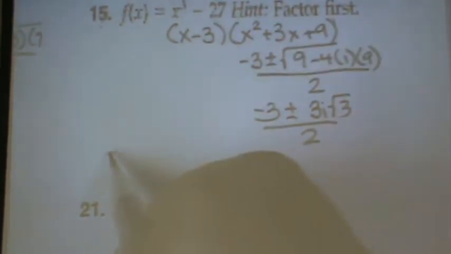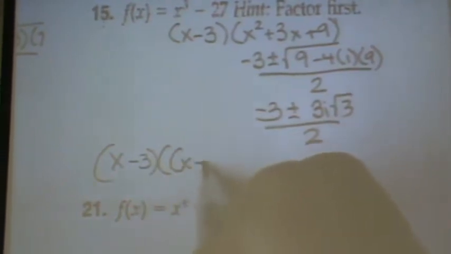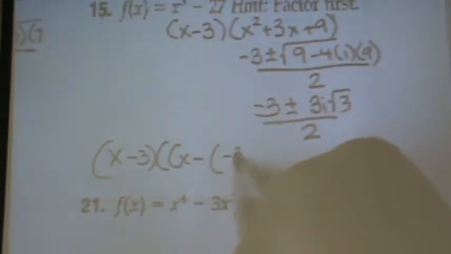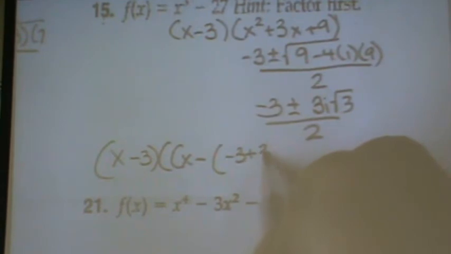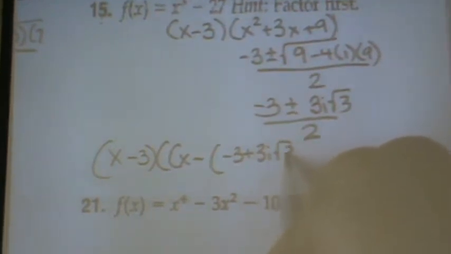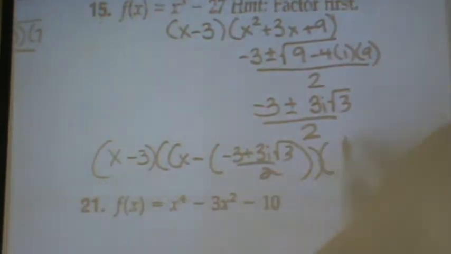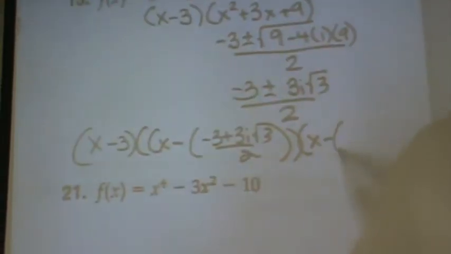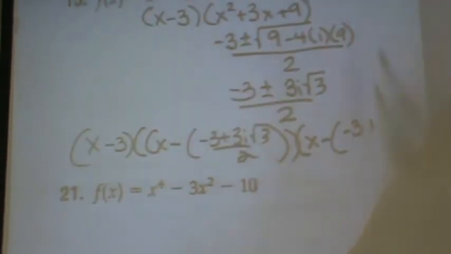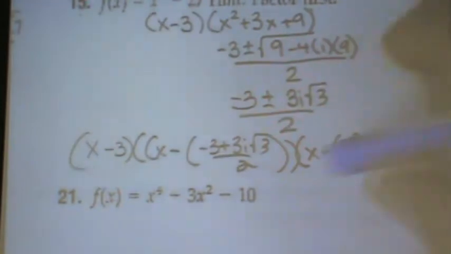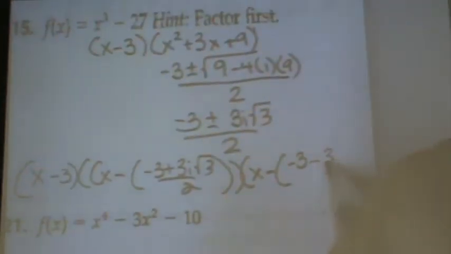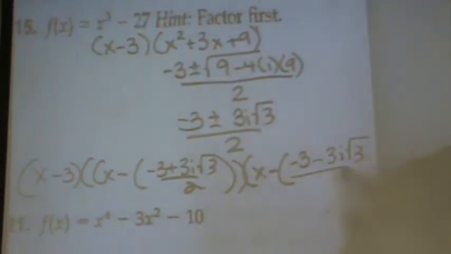So your answer will be x minus 3, and then x minus negative 3 plus 3i root 3 over 2, and x minus negative 3 minus 3i root 3 over 2.